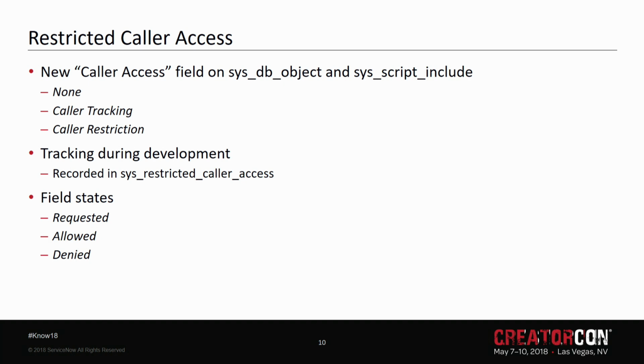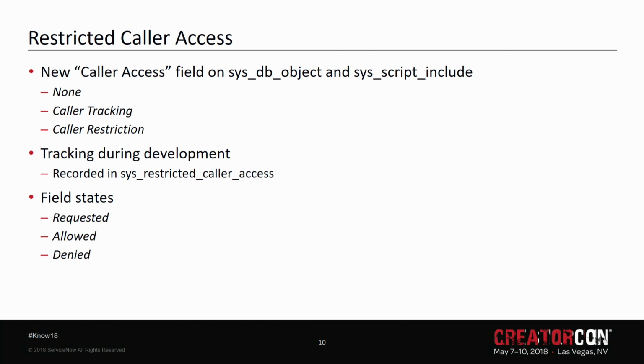So those of you familiar with scoped application development, you've probably already seen, as you create tables and script includes, that there was an access field on there, and you could say allowable to all applications, or you could say accessible only by this application. So the point of the restricted caller access feature was to add another level in there, so that on tables and script includes, you can now say caller restriction, and then we will track access to those tables and script includes, also by creating privilege records.